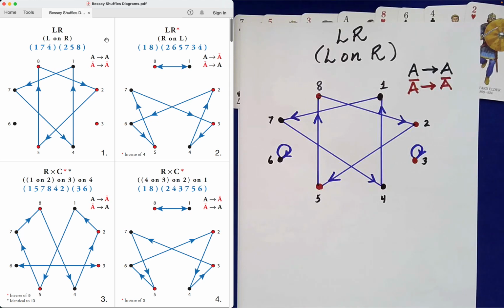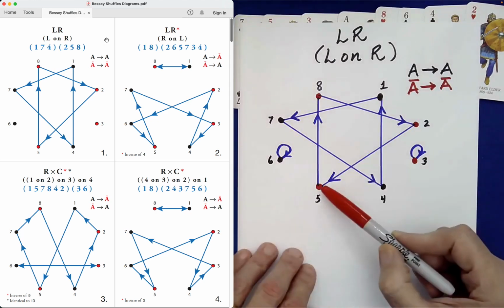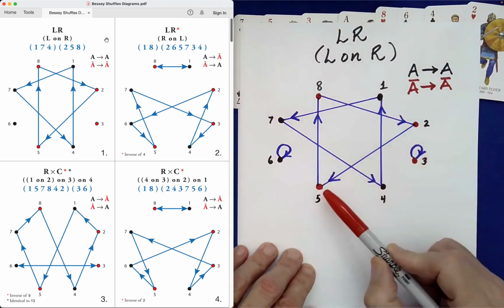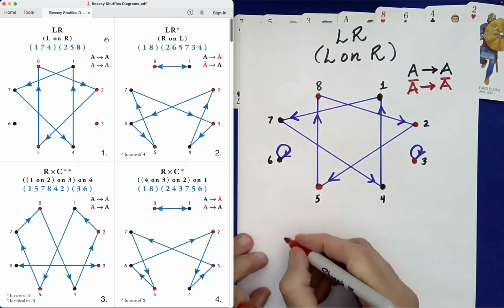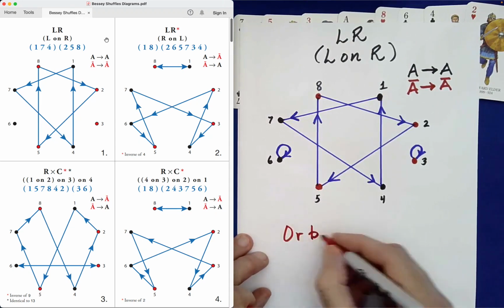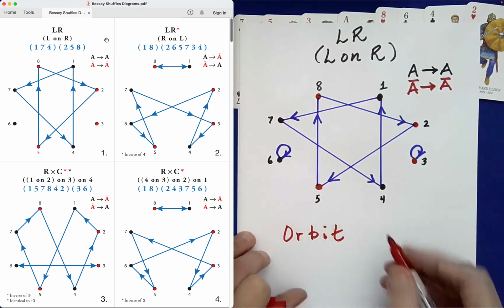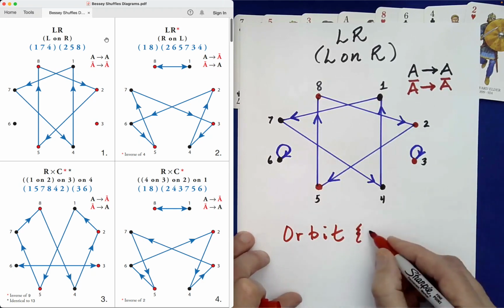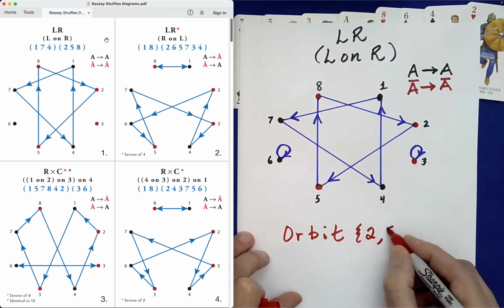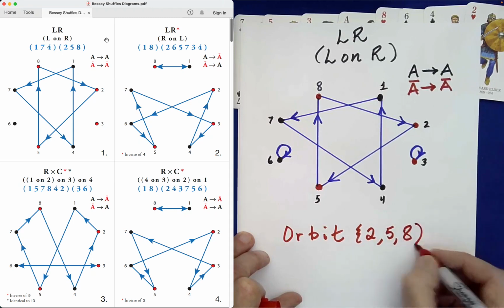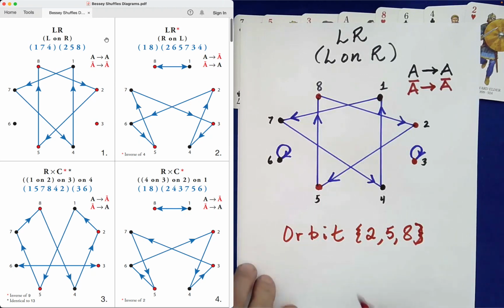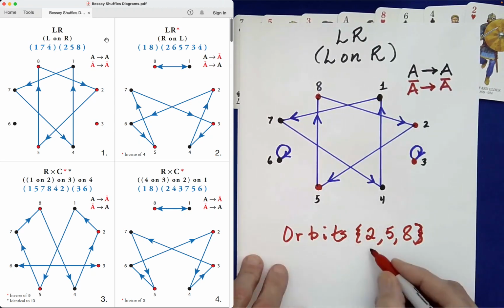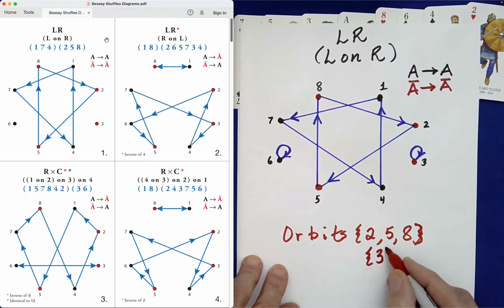And as some specialized vocabulary, we say that 2, 5, 8 are in the same orbit. Orbit. So that's a technical word from group theory. So one orbit is the set consisting of 2, 5, 8. Okay. Oops, sorry about that. So that's one orbit. I'll say orbits. Another orbit is one consisting of just 3 because it doesn't go anywhere.